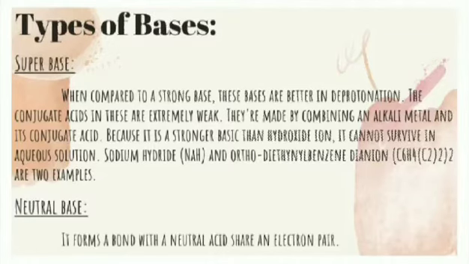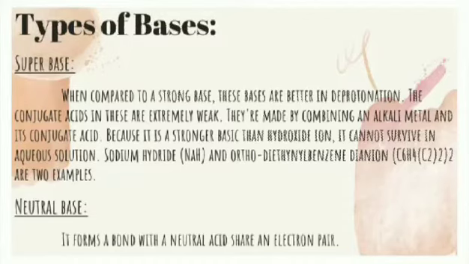The conjugate acids of these are extremely weak. They are made by combining an alkali metal and its conjugate acid. Because it's a stronger base than the hydroxide ion, it cannot survive in aqueous solution. Sodium hydride, NaH, and orthodiazenyl benzene dianion are two examples.